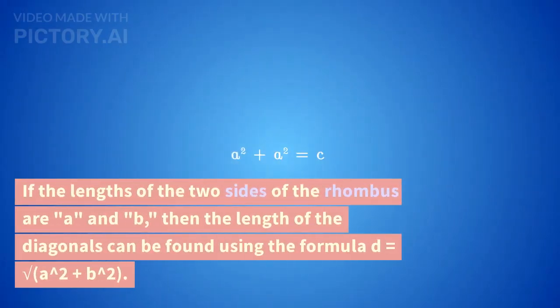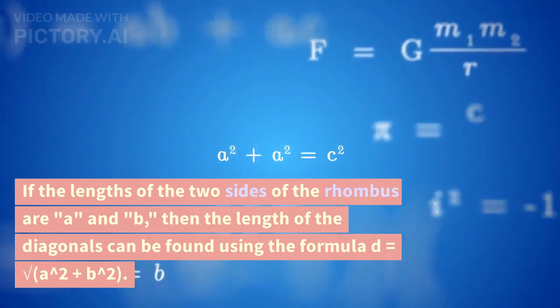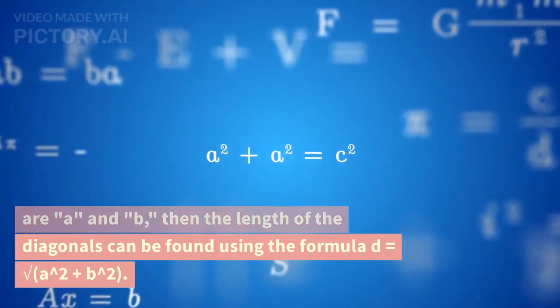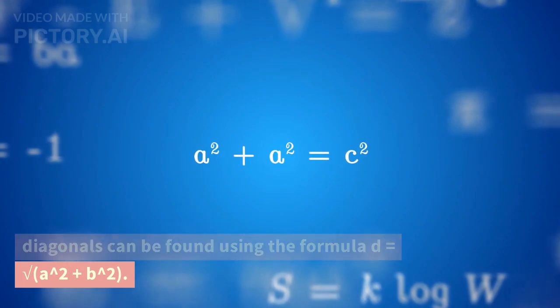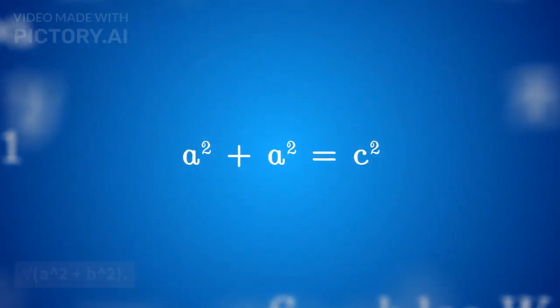Diagonal length. In a rhombus, the length of the diagonals can be calculated using the Pythagorean theorem. If the lengths of the 2 sides of the rhombus are a and b, then the length of the diagonals can be found using the formula d equals square root of a squared plus b squared.